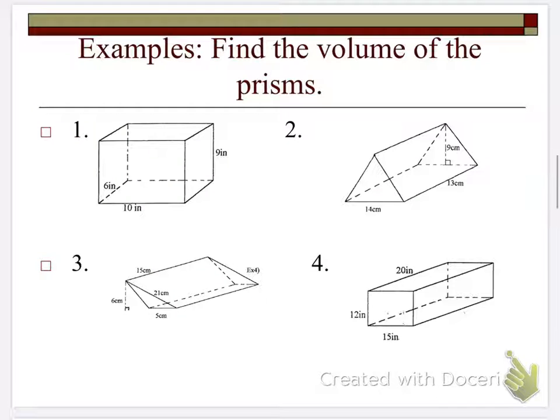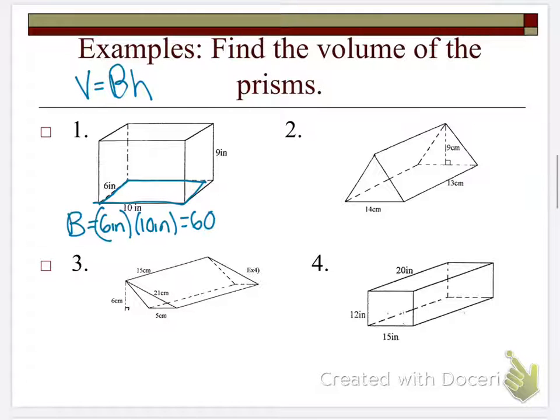Okay, so to find the volume of a prism, remember it is area of the base times our height. So remember, in a rectangular prism, the base is what it's sitting on. So area of the base is going to be 6 inches times 10 inches, because that's the area of a rectangle, which gives me 60 inches squared. And our height is 9, so our volume will be 60 inches squared times 9 inches. And this gives me 540 inches cubed. Don't know why I put feet there, sorry.